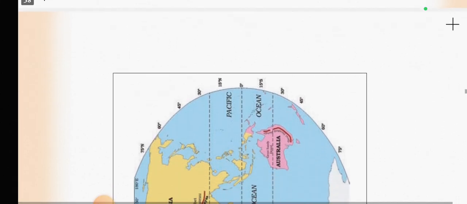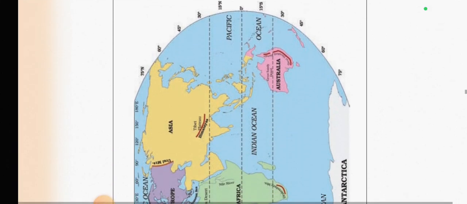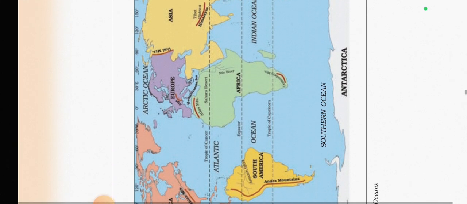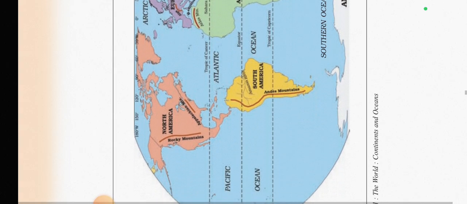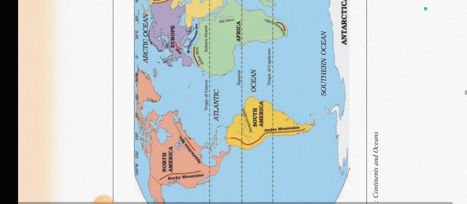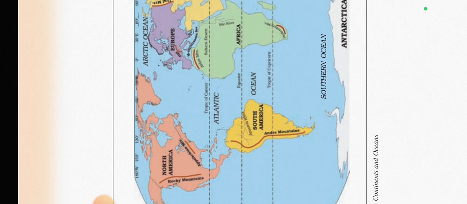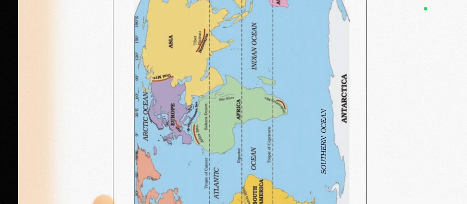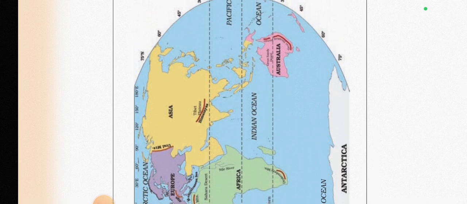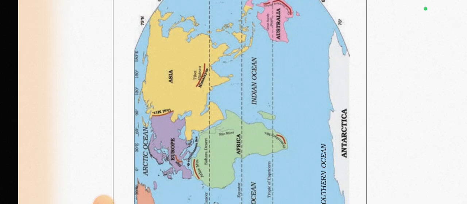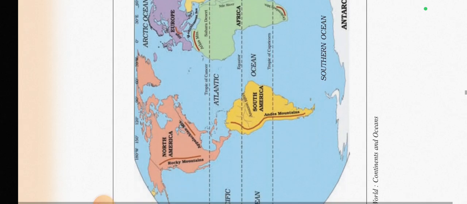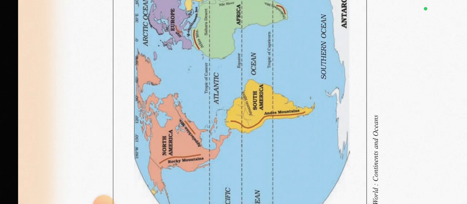Now let's move ahead. Here you have been given this map, comprising all the oceans and continents. You have the Pacific Ocean and the Atlantic Ocean, the South Ocean in the south, the Arctic Ocean, and the Indian Ocean. In total we have five oceans. The continents are Australia, Asia, Europe, Africa, North America, South America, and Antarctica. So in total we have seven continents.